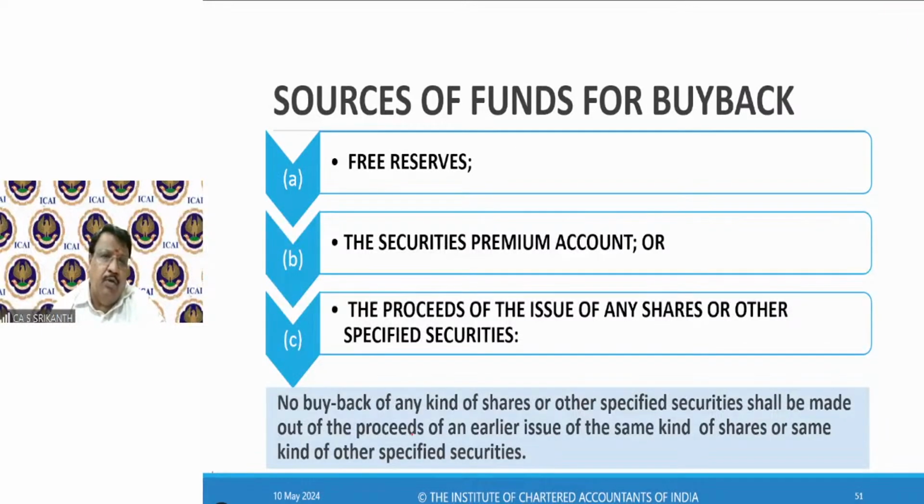So you can use free reserves, securities premium account, and proceeds of the issue of any shares or other specified security. Just like for preference shares, you could go for proceeds of a fresh issue. Here also you can do that. But the issue of shares should not be of the same kind. Meaning if you are going to buy back equity, you cannot issue further equity shares. You can either issue debentures or you can issue preference shares, right?